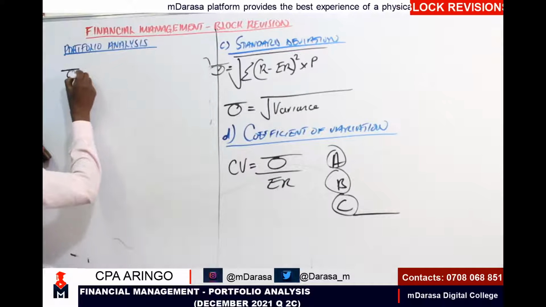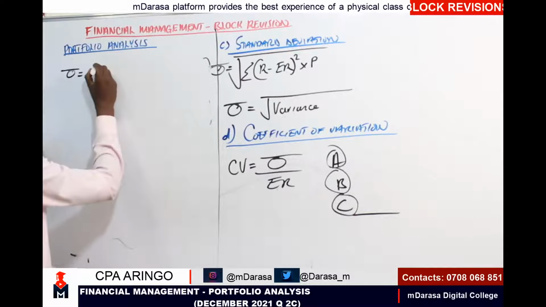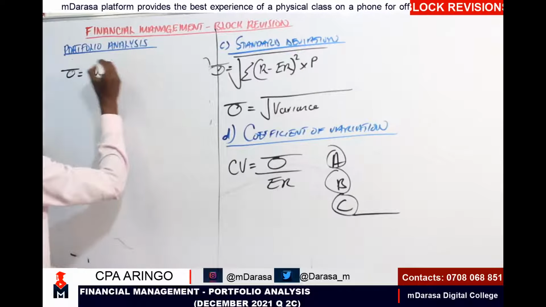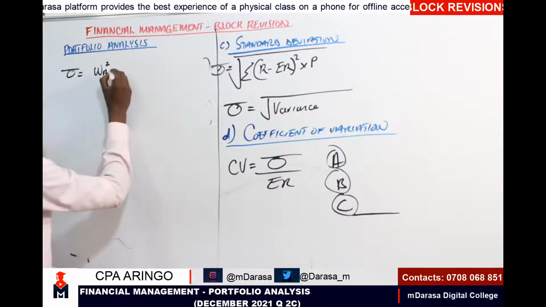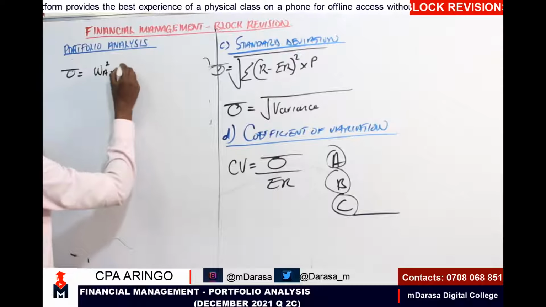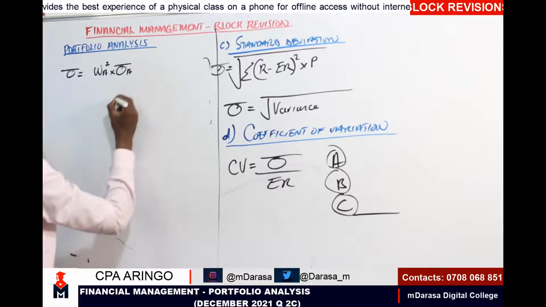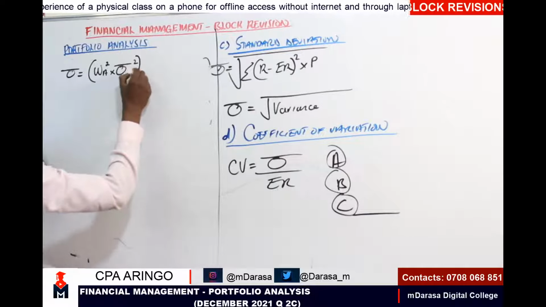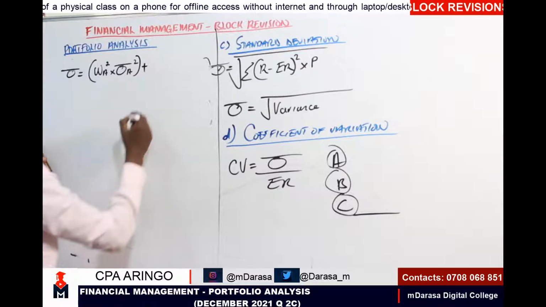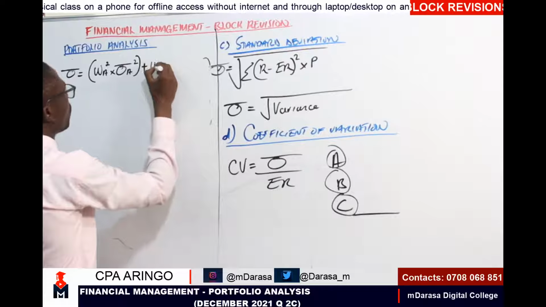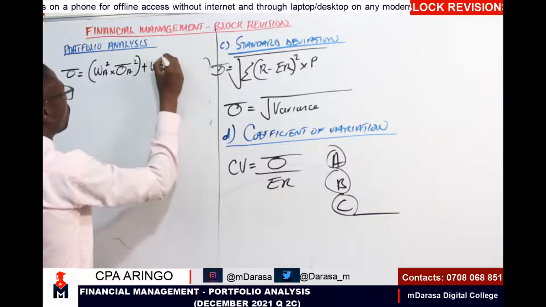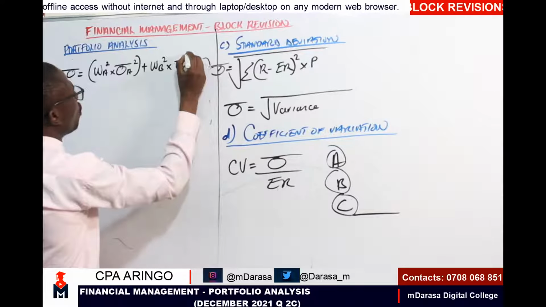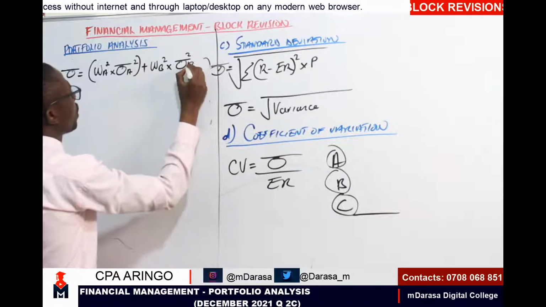So for us to determine the standard deviation of our portfolio, we take the weight of, say, investment A. We square that. We multiply by the standard deviation of investment A, and we square that one. Then we add the weight of investment B. We square it, multiply by the standard deviation of investment B, and square that one.